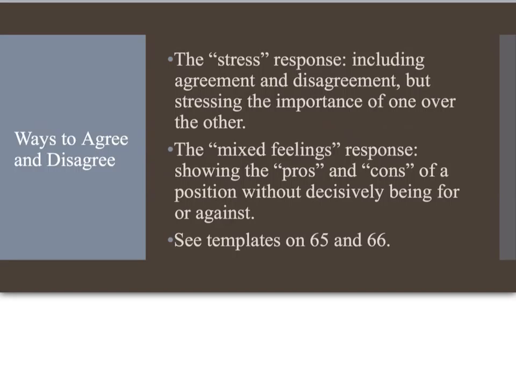There are some ways to do the agree and disagree, and we'll talk about these in more detail in class. The stress response is agreement and disagreement, but stressing the importance of one over the other. So I might say, I agree strongly with you on this, but I disagree on this minor point. Or I might say, I disagree with you strongly, but I will concede that you're right on this minor point. So you stress the agreement over the disagreement, or the other way around, stress the disagreement over the agreement.